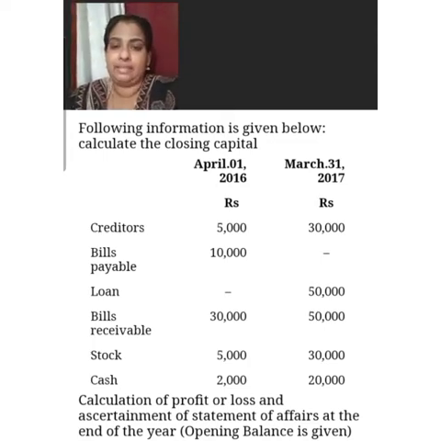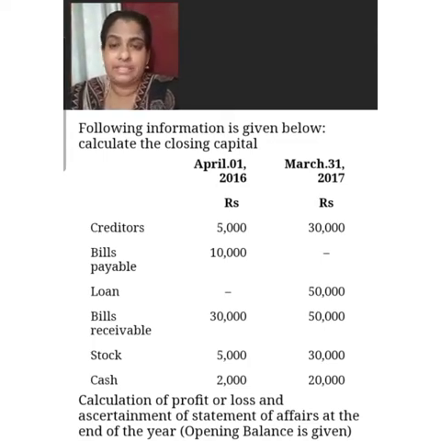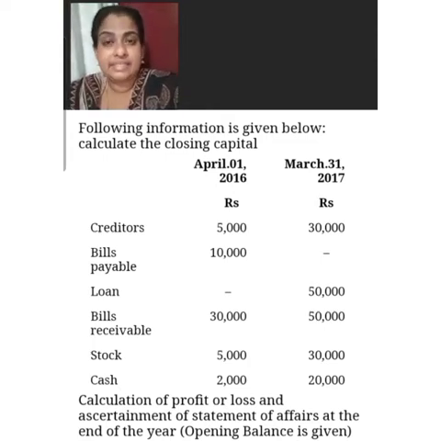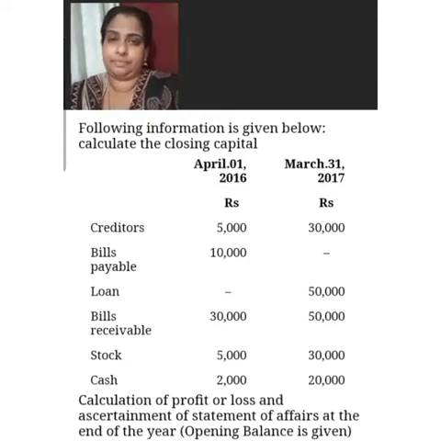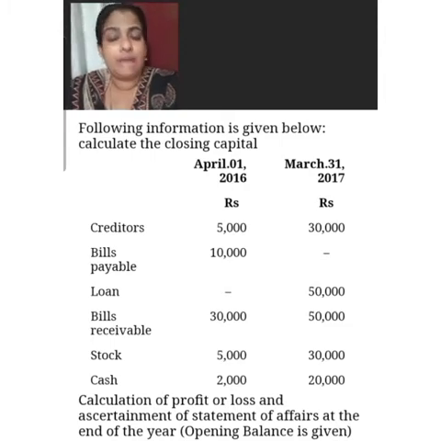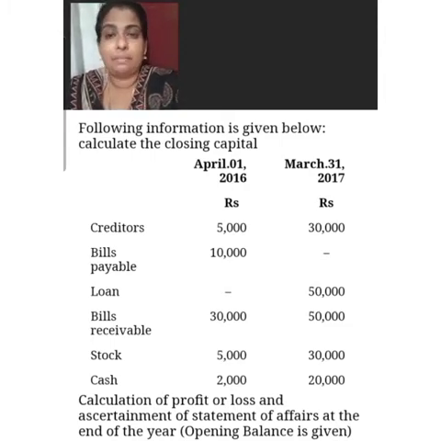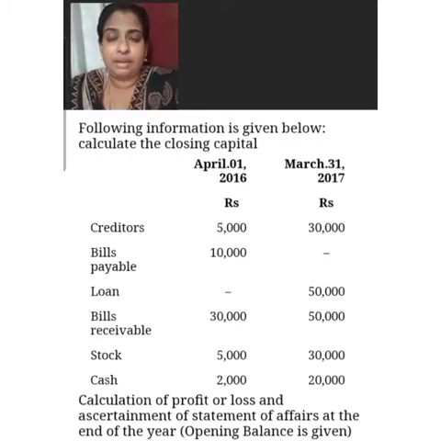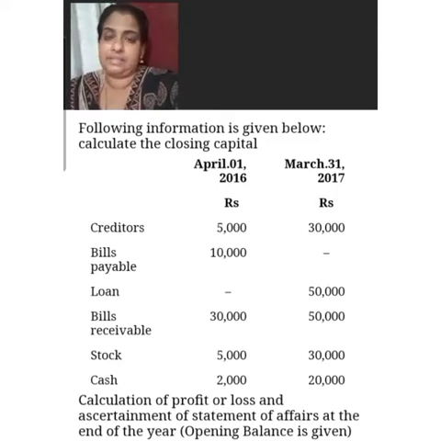The second method is by preparing a statement of affairs. As we know, a statement of affairs is a statement which is prepared to calculate the amount of capital. If we are preparing the statement of affairs with the balances of opening assets and liabilities, the net amount will be opening capital. If I am preparing the statement of affairs by taking the closing balances of various assets and liabilities, the net balance will be closing capital.